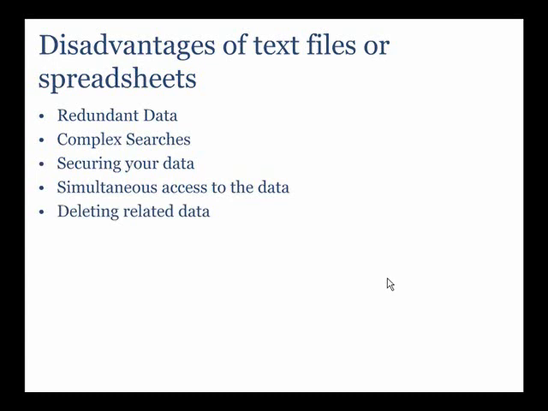Deleting related data. Let's say you store customers' data in one Excel sheet and products in another Excel sheet. Can you stop somebody from deleting a customer's information when the customer has corresponding orders? So if we are storing customers and product or order information in separate Excel sheets, and a customer has already placed an order, can we stop a user from deleting the customer's information?